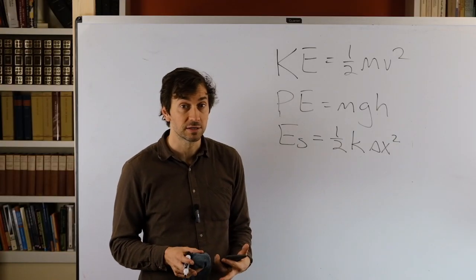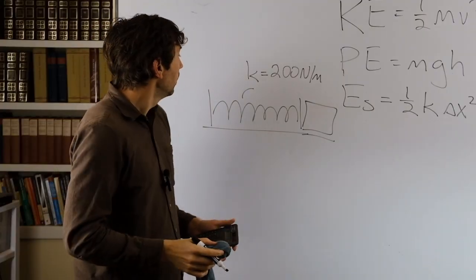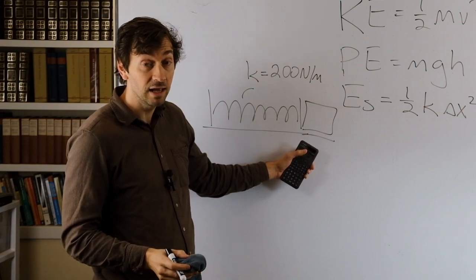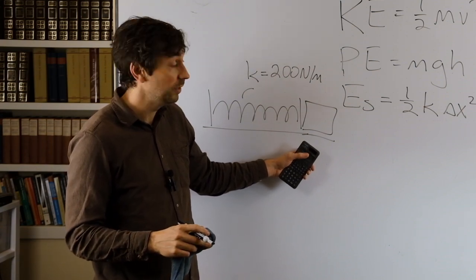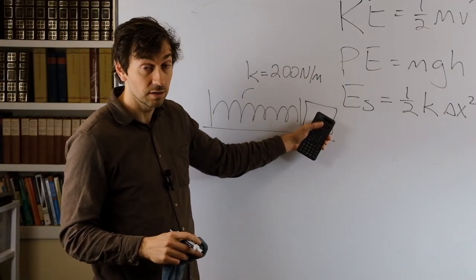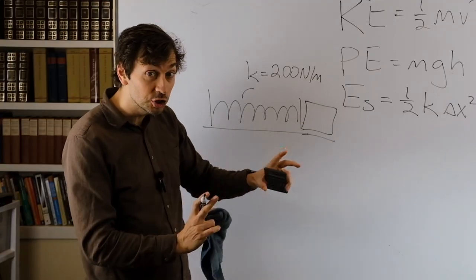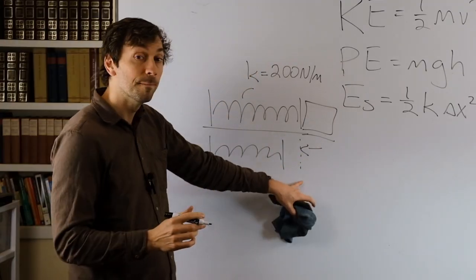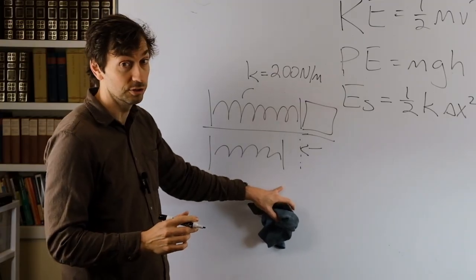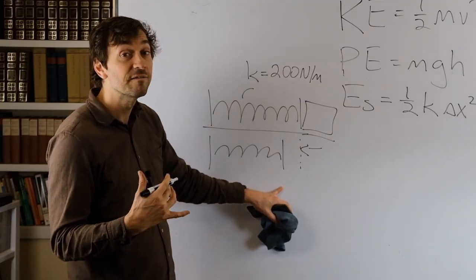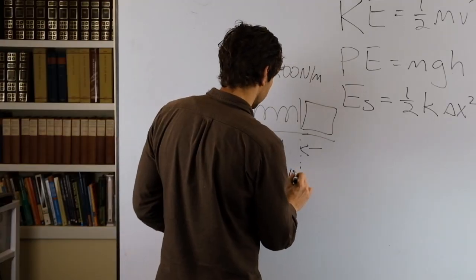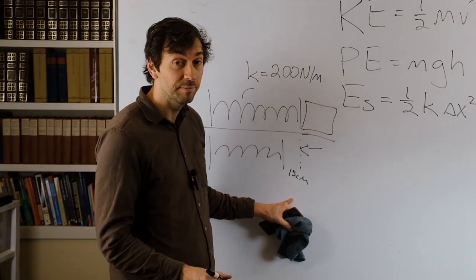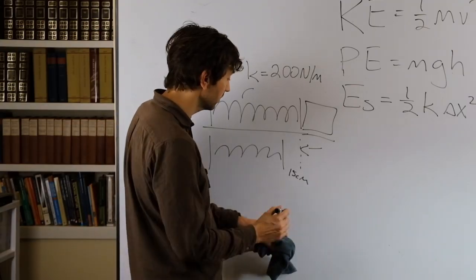Let's do an example of this. So here's a spring, and I gave it K, spring constant is 200 newtons per meter. There's some box on here, and somebody comes and pushes on that box. And they compress the spring backwards. Let's say they can compress it 15 centimeters. So delta X will be 15 centimeters. I need to write that in meters, so 0.15 meters.